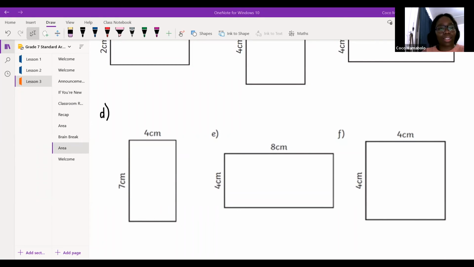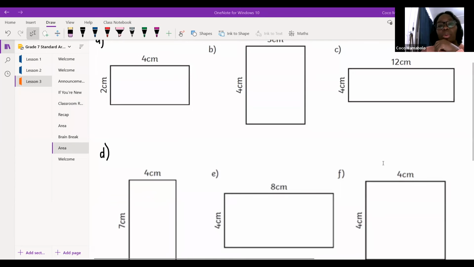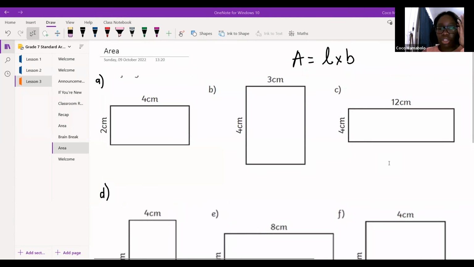All right, guys, that's it. That's been 3 minutes. I think most of us are done. All right, so I'm going to give you guys the answers and you're going to tell me at the end how much you got out of 6. Okay, so the area is going to be length times breadth, so that's 4 centimeters multiplied by 2 centimeters. Therefore, area is equal to 8 centimeters squared.